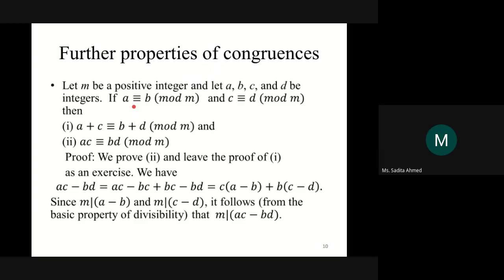All right, first of all, tell me, what does it mean to say that A is congruent to B mod M? A minus B is divisible by M. Exactly. And what about C is congruent to D mod M? C minus D is divisible by M. That's correct. Now, in the same way, if we had to prove this, then first of all, we have to talk about what it means, right? So what does it mean? A plus C minus B minus D is divisible by M, correct?